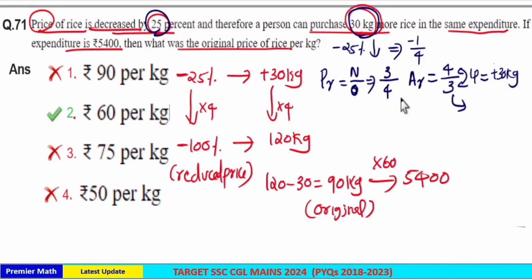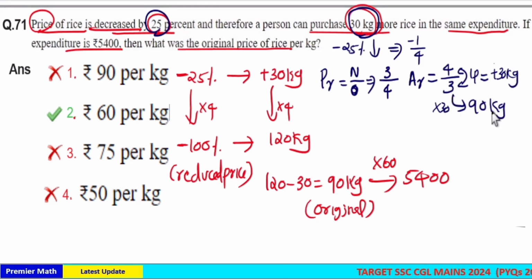Now, old amount is equal to 3 parts. So, 3 into 30, 90 kilogram is the old amount. 1 part is 30 kilogram, means 3 parts is equal to 90 kilogram. So, this 90 kilogram costs 5400, which means 90 into 60 is equal to 5400. So, 1 kilogram costs 60 rupees.